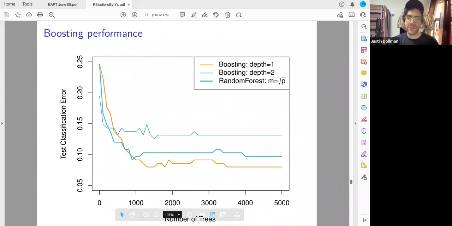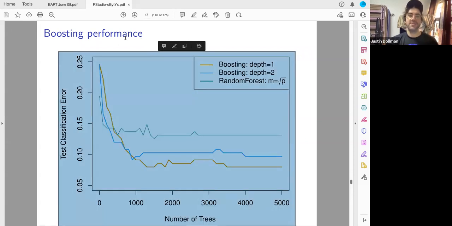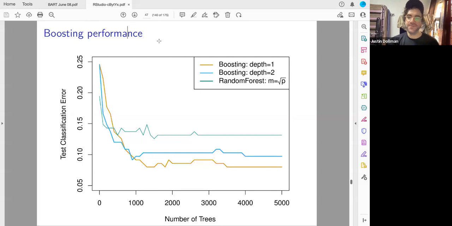I forget if the book mentions whether these differences are statistically significant. Thanks, Jonathan, I saw a comment in the chat. So here you go. You see that it's not only competitive, but probably better than a random forest model.